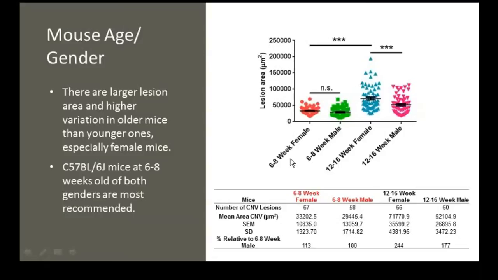The quantification results indicate that older mice develop more severe and more variable CNV lesions than the younger mice, especially the older females. The gender difference is only significant in the older mice, but not in the younger mice. Therefore, we recommend that both male and female mice at 6 to 8 weeks old can be used for the laser-induced CNV model.